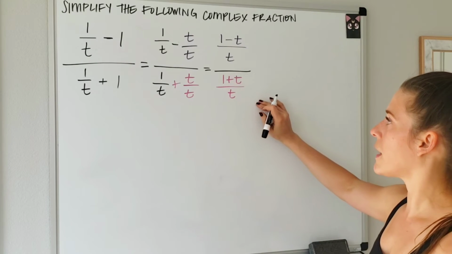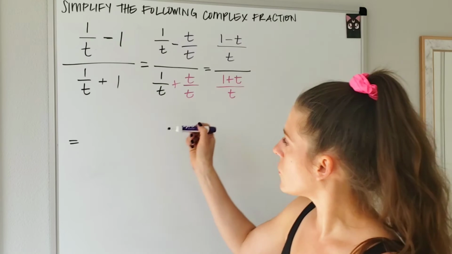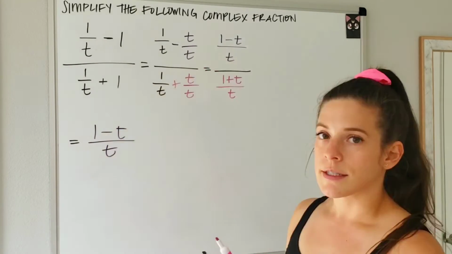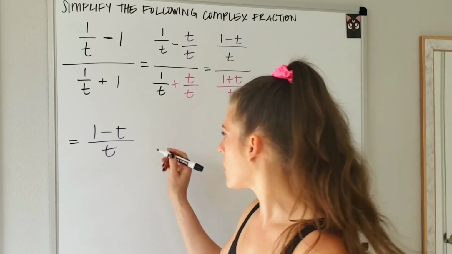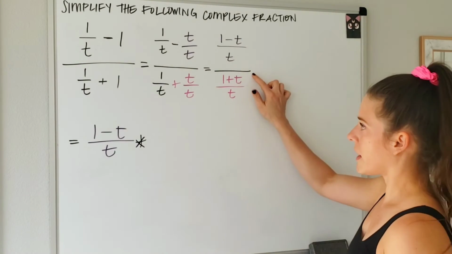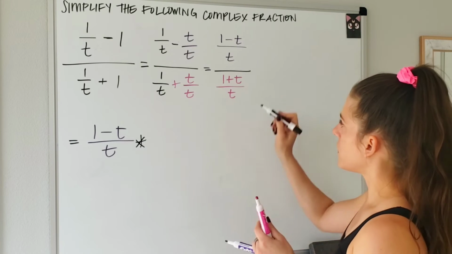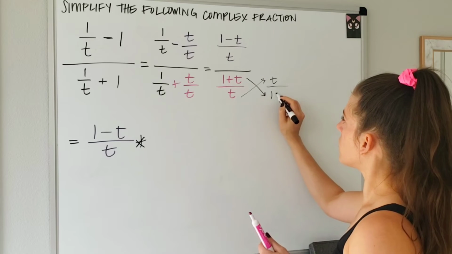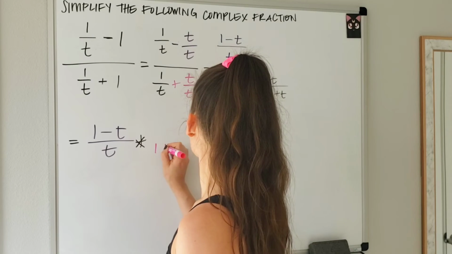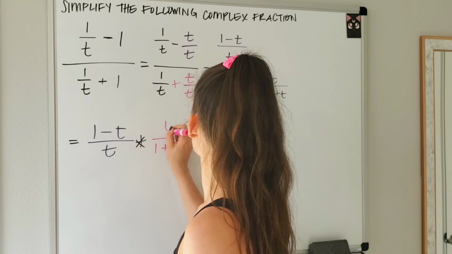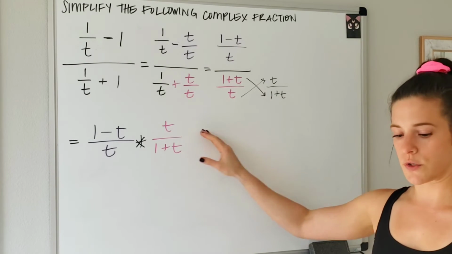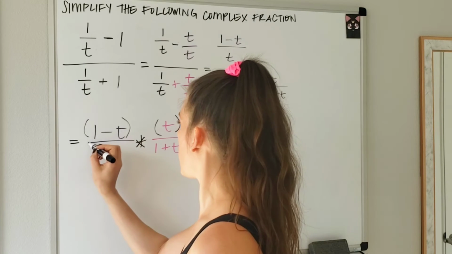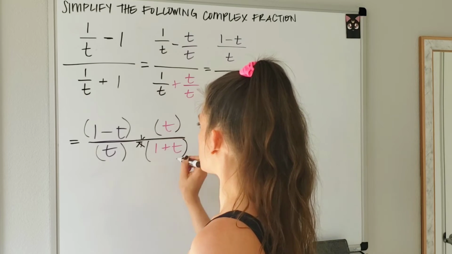Anytime you have a whole fraction divided by a whole fraction, that's really the same exact numerator, 1 minus t over t times the reciprocal of the denominator. What do I mean by that? Instead of dividing, we're multiplying, and the reciprocal is just switching the denominator to the numerator and the numerator to the denominator. 1 plus t under t. This is really just one big fraction. 1 minus t times t all over t times 1 plus t.